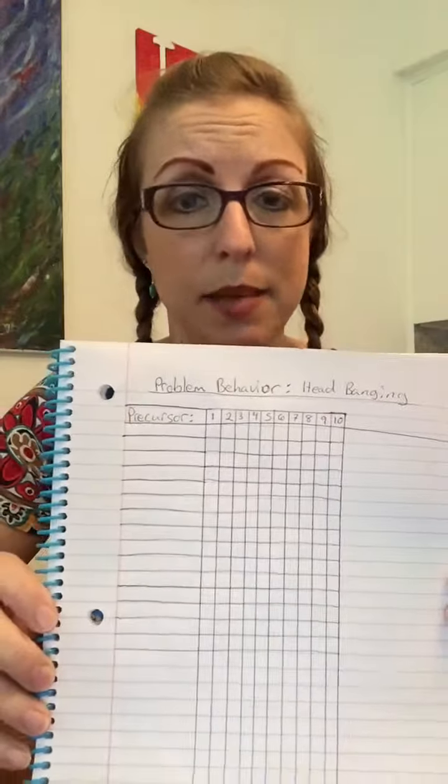So now I want to take it a step further, and I want to talk about how to collect data for the precursors to more severe behaviors. Severe behaviors being self-injurious behaviors, property destruction, aggression, any of those kinds of things. What you can do is create a chart, something like this.